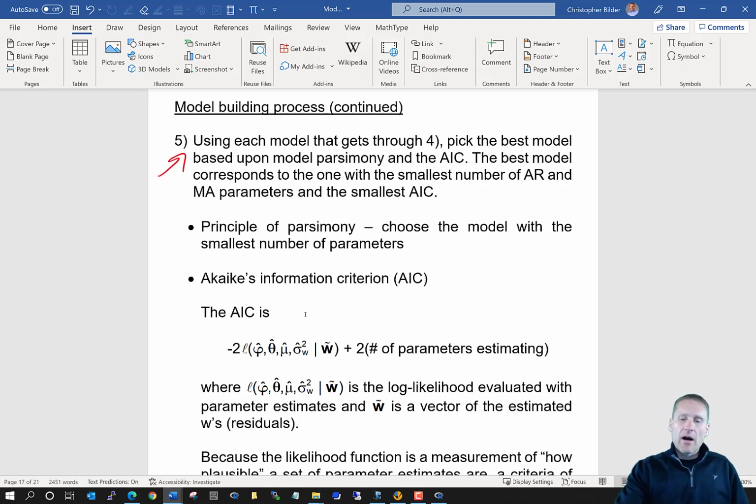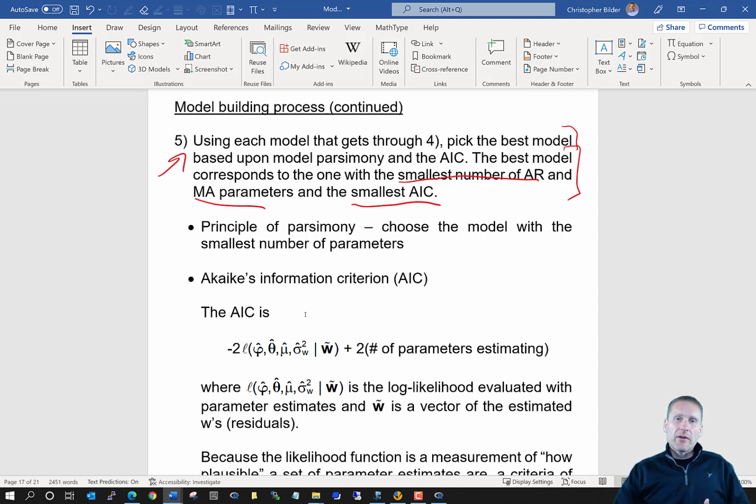For each model that makes it through step 4, including any changes that you made to a particular model, pick the best model based upon model parsimony and the AIC. The best model then corresponds to the one with the smallest number of AR parameters and MA parameters and the smallest AIC. Okay. So what does this mean?